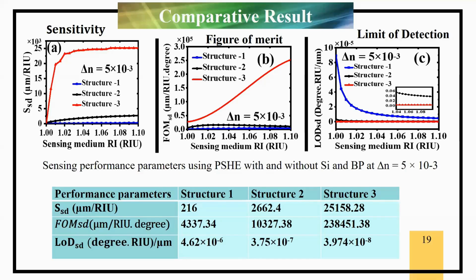This is the comparative result of these three structures. The first one is the sensitivity, the second one is the figure of merit, and the other one is the limit of detection. We see that from the first structure to the second and third structure, our sensitivity goes to 1262, then 25158. It is a very big change in sensitivity. Also the figure of merit changes from 4337 to 23851, and the limit of detection goes from the order of 10 to the power minus 7 to 10 to the power minus 8.